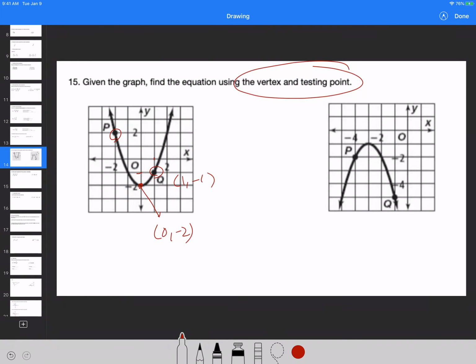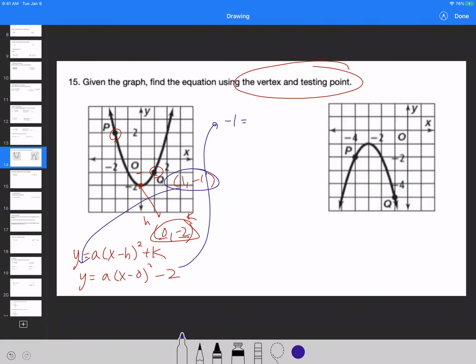Okay, so the vertex format is y equals a times x minus h squared plus k. I'm going to plug in the vertex coordinate as such, so the h value will be 0 and the k value will be -2. So y equals a times x minus 0 squared minus 2. Then I'm going to plug my x, y values in here. So the y value is -1: -1 equals a times 1 minus 0 squared minus 2. -1 equals a times 1 squared minus 2. Where am I getting the positive 1 from? I'm plugging 1 into the x and -1 into the y. -1 equals a minus 2.